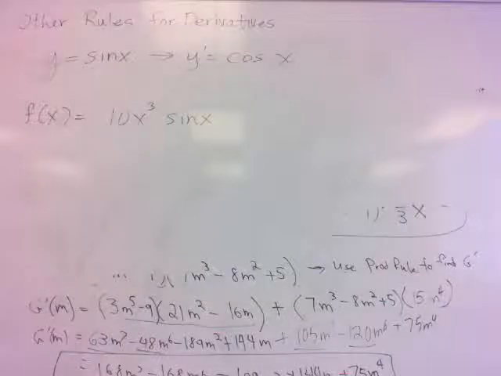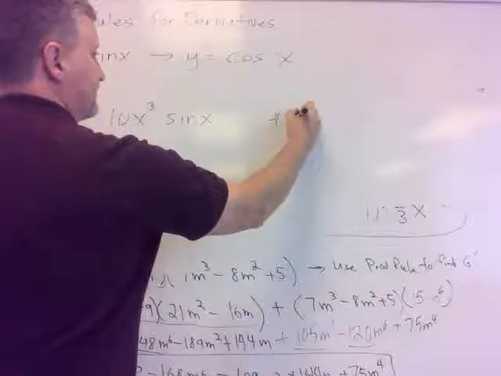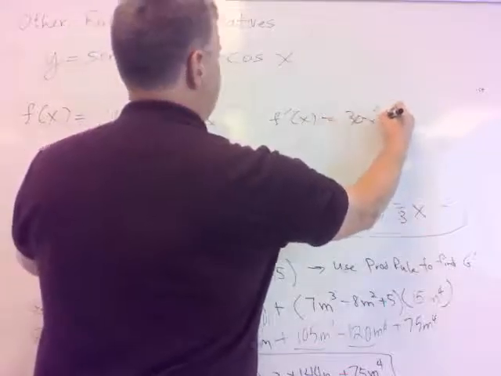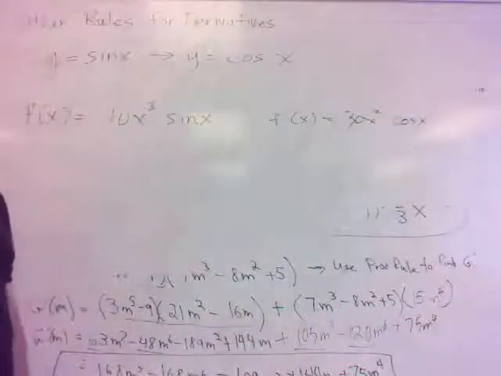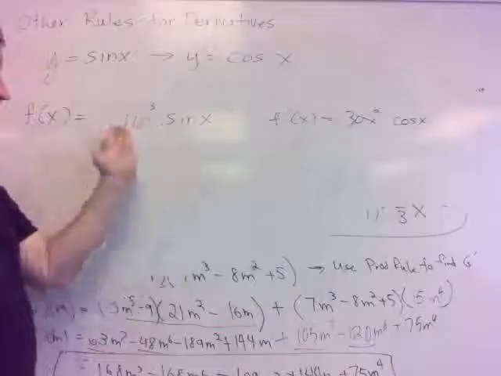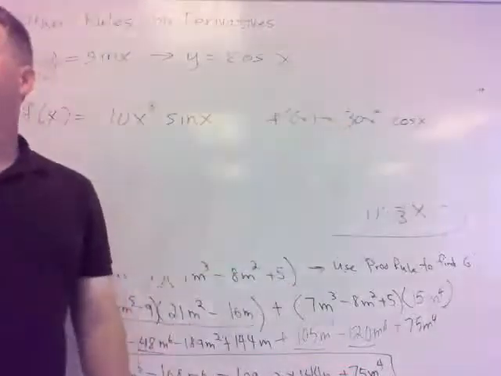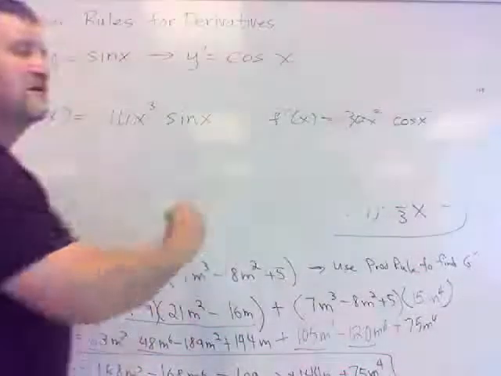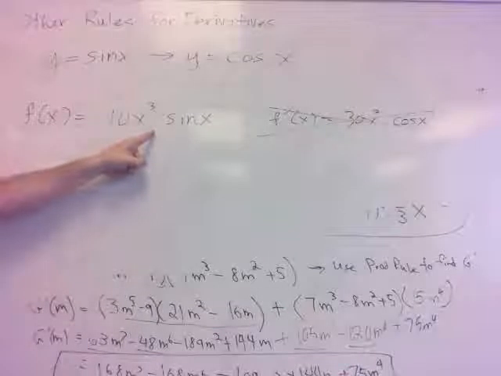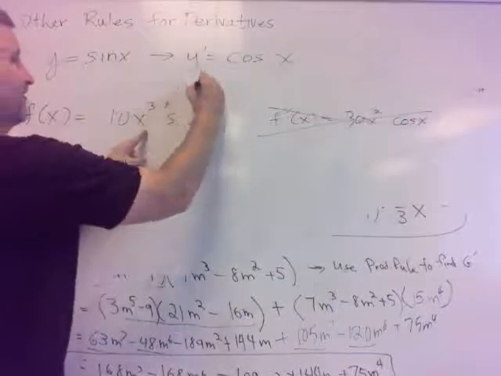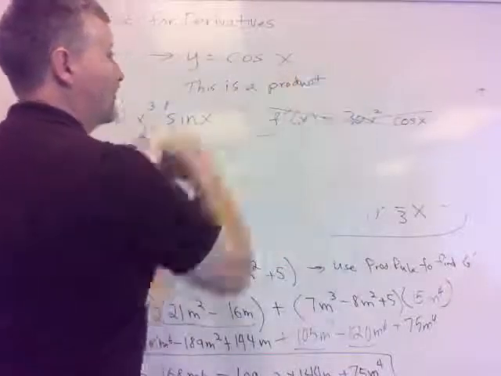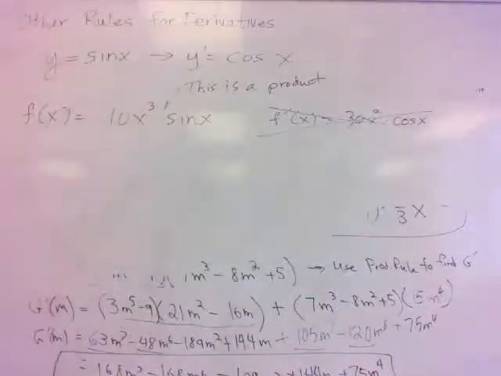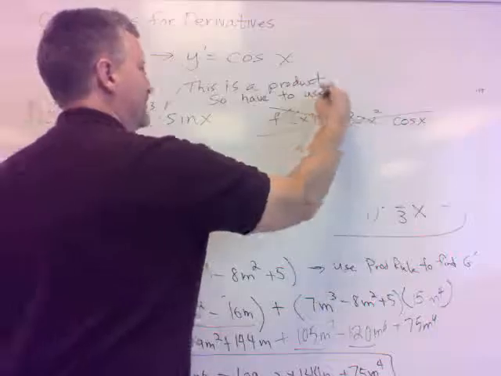It's very tempting here to say the derivative is 30x squared times the derivative of sine is cosine. But is that right? Is the derivative 30x squared times the cosine? I mean, the derivative of that is 30x squared. The derivative of that is... Why is that not it, though? Because this is a what? It's a product, right? So, what do we have to use? You have to use the product rule. And this is one where you have to use it. You can't get around. There's no little trick to get around it.